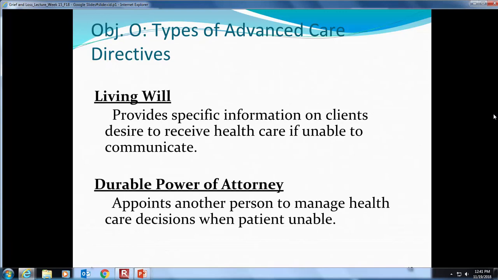The two types of advance directives are the living will, which outlines the client's wishes regarding healthcare received if they're unable to communicate, and a durable healthcare power of attorney. This outlines the person the patient chooses to manage the healthcare decisions on their behalf if the patient's unable. The patient completes several questions about treatments that they would or would not be okay with, such as feeding tubes, nursing home placement, or ventilator support.